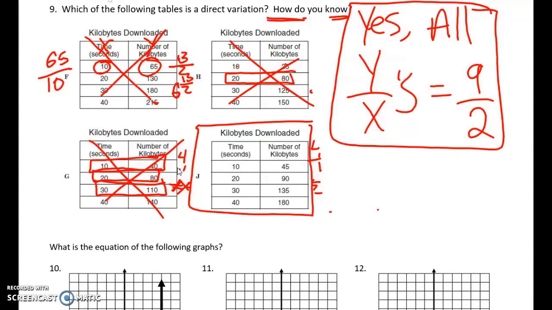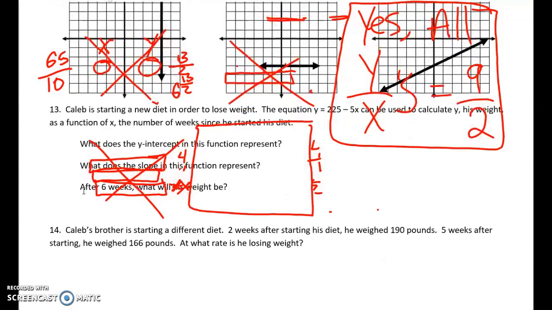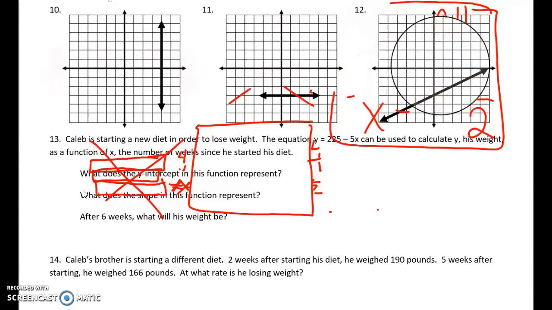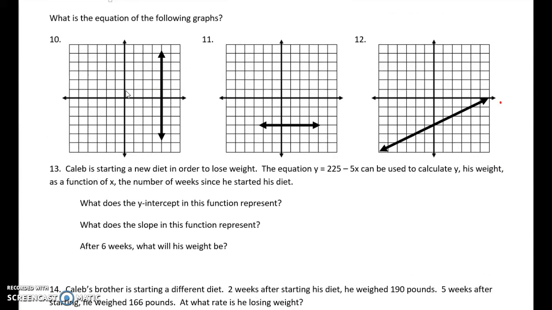All right, number 10. Finding the equation. What is the equation of the following graphs? Hopefully we know that an up and down line has a slope that is undefined. The y-intercept: it does not cross the y-axis ever. So we have no slope and no y-intercept.